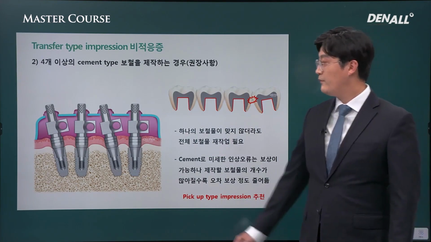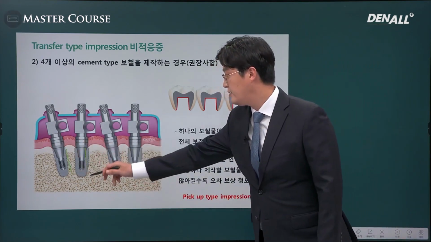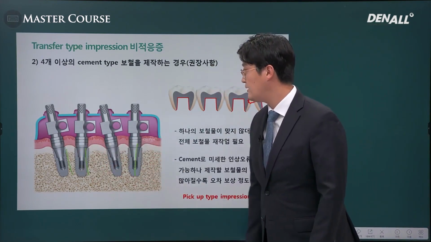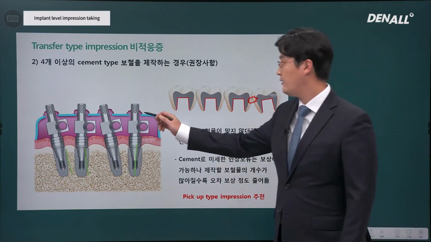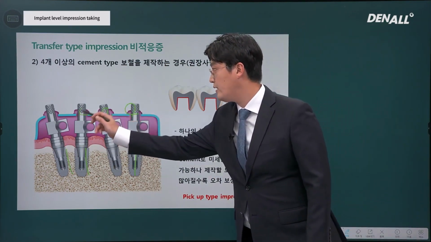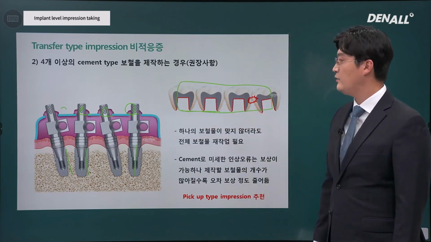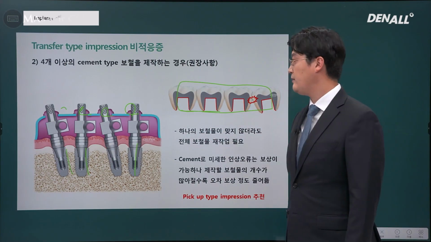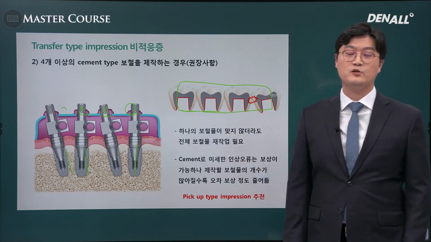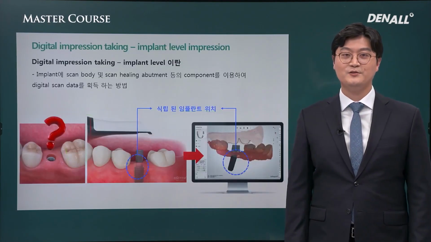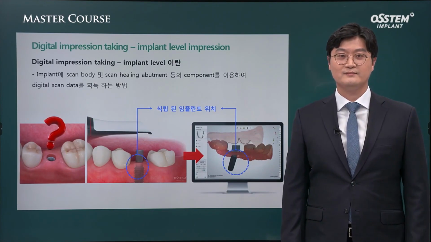As I said before, in a multiple implant case, when implants have different angulations, the pickup type can be more accurate in terms of fabricating the final prosthesis all at once, and the transfer type would have some errors if used up to the final prosthesis.